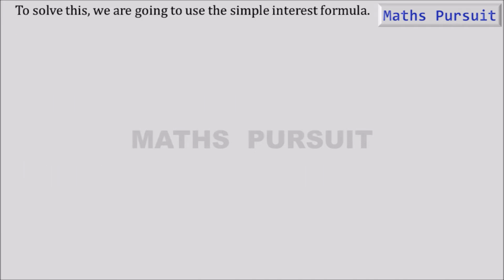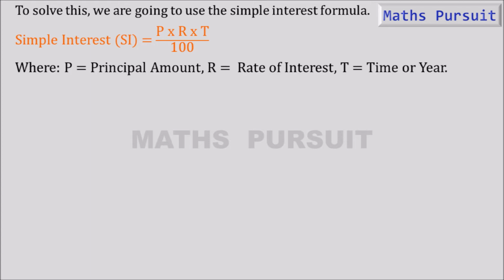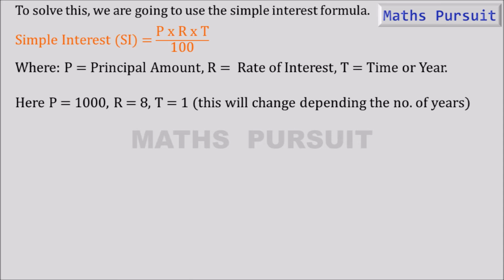To solve this, we are going to use the simple interest formula. Guys, I believe we all know how we calculate simple interest. There is a formula: simple interest is equal to P into R into T by 100, where P is equal to principal amount, R is equal to rate of interest, T is equal to time or year. Here, as per the given question, P is equal to 1000, that means principal amount is 1000. Rate of interest is 8%. Time is 1. This will change depending upon the number of years.